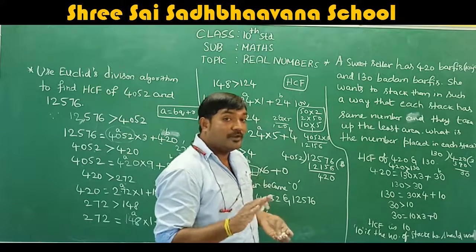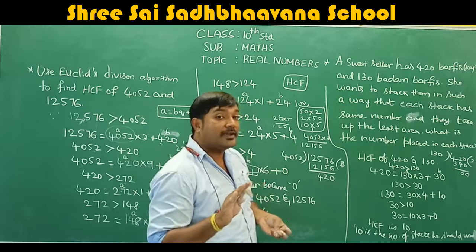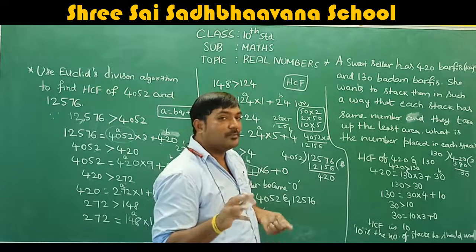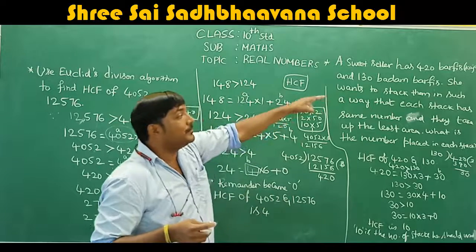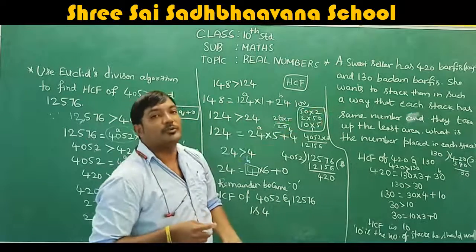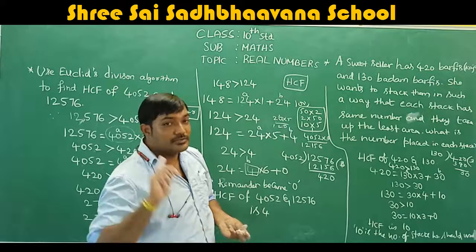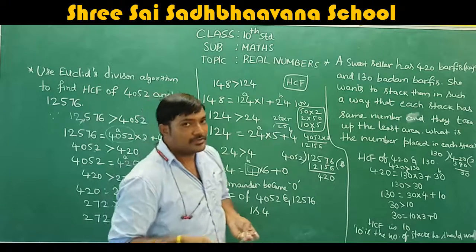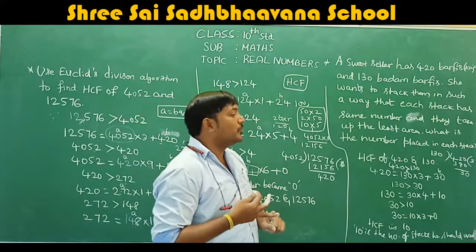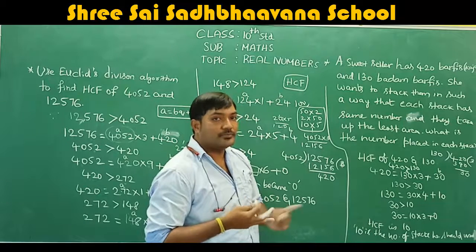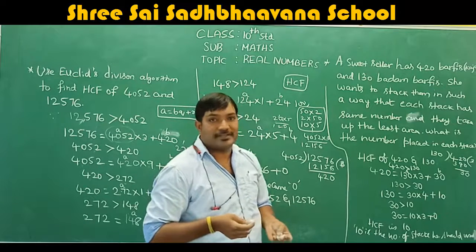And this is possible only by taking the HCF. How is it possible? Each stack should have the same number because the same number should be common in both. Then only it will be possible. Just logically think. Understood? See, 10 is the factor for 420 and 130 also. Can you divide 420 by 10?